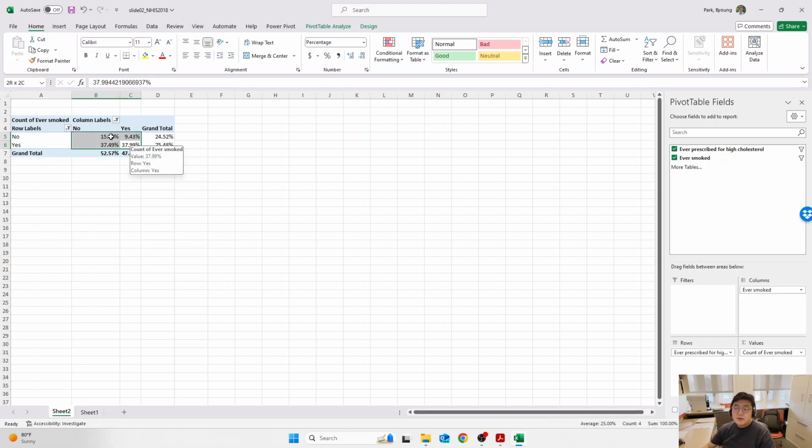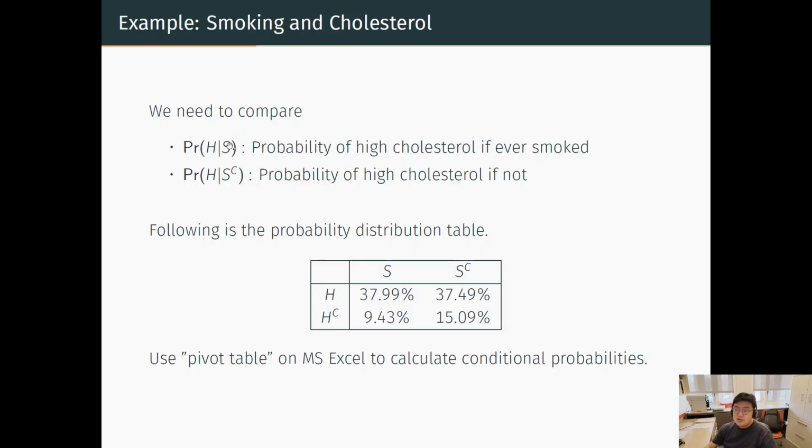Okay, but this is unconditional probability. So their denominator, each probability is calculated based on the whole sample. The denominator should be 7,888. But what we want is, back to slides, we would like to impose some condition when you calculate the probability. That means, so first think about probability of high cholesterol given smoking.